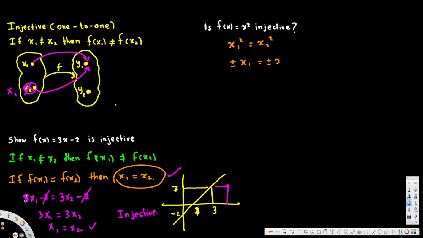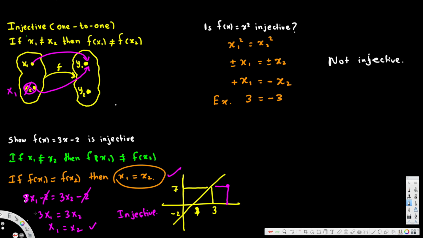Here you can see this is not injective, because for positive x1 you can get negative x2. If it's positive, then both would have to be positive. This means, for example, 3 would be equal to negative 3, and that cannot happen. So the answer is no, it's not injective.